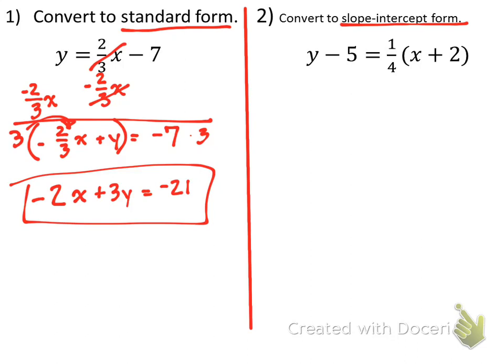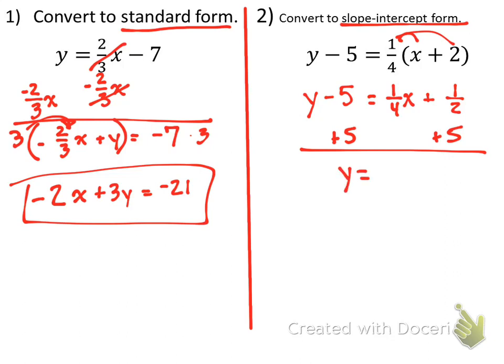So first thing I do, distribute the 1/4. So we get 1/4 x plus 1/4 times 2 is 2/4. 2/4 is like 1/2, so plus 1/2. And then we have a minus 5, bring that down, and the y. Then we add 5 to both sides. When we do that, we have y is equal to 1/4 x plus 5 and 1/2. And there's your answer. So now it's in slope-intercept form. Our slope is 1/4, y-intercept is 5.5.